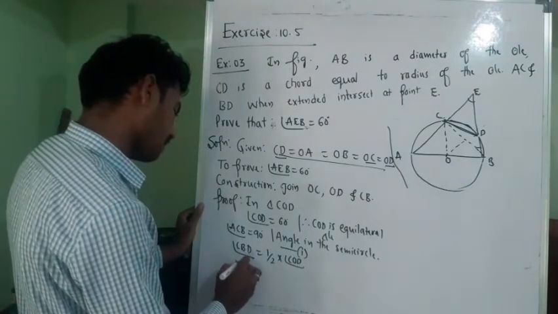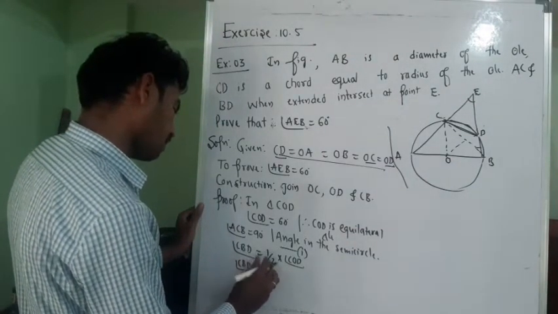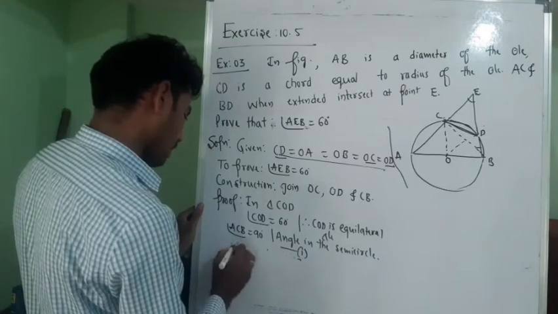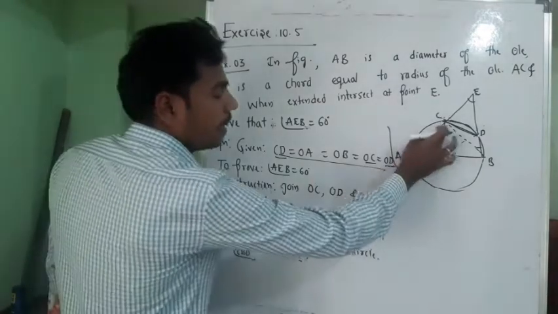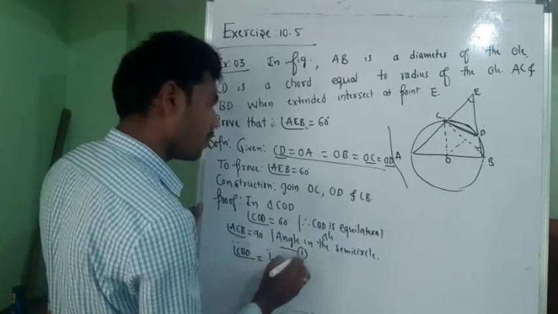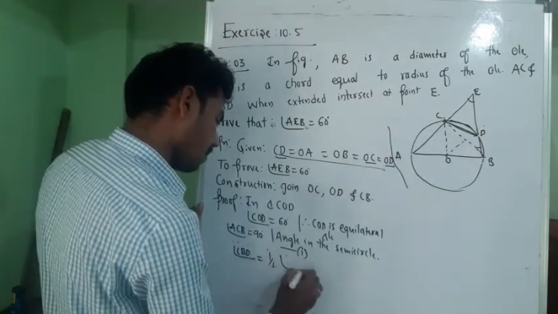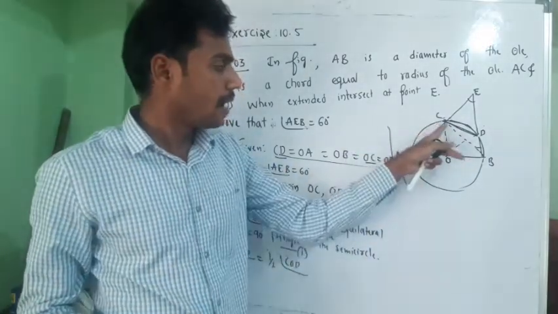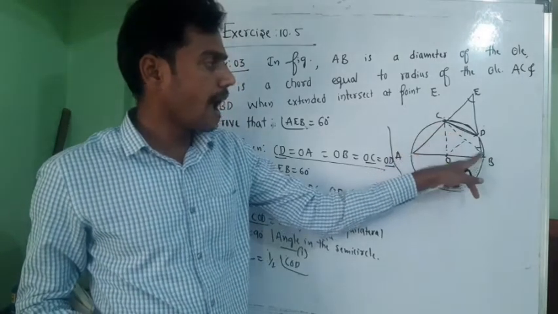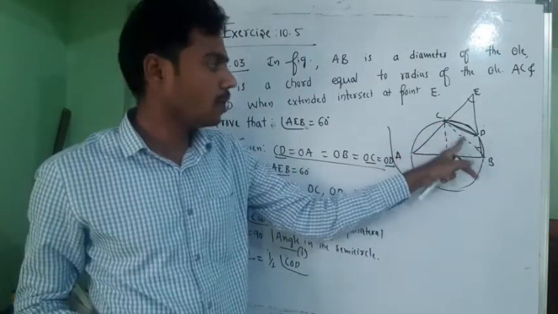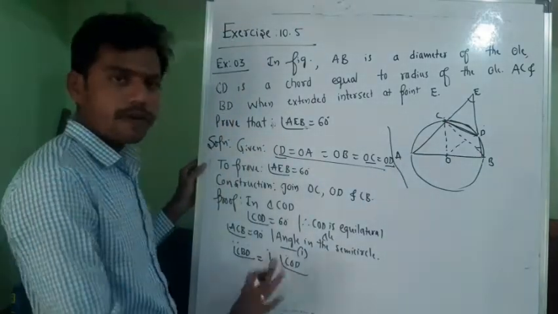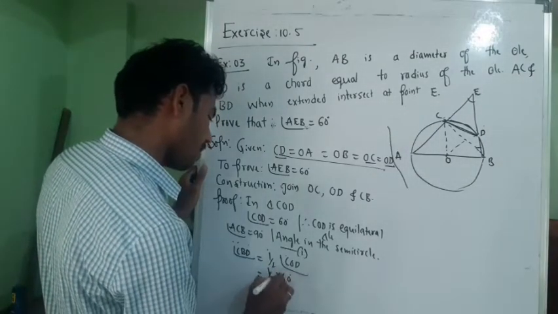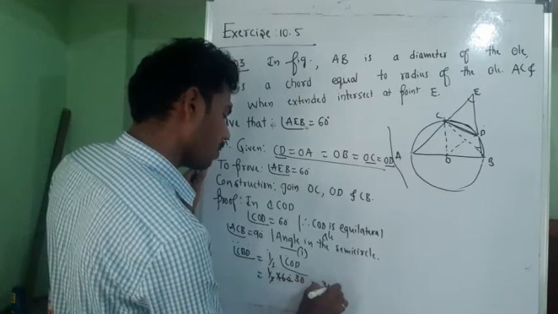What we can write? Angle CBD is equal to half of angle COD. It is right. Why? Because COD is the angle formed at the center, and that will be equal to 2 times the angle formed by it at any point on the circle, that is 2 times CBD. So CBD is equal to half of COD. Now half of COD is 60 degrees, so 2 ones are 2, 30s are 30. So CBD will be equal to 30 degrees.